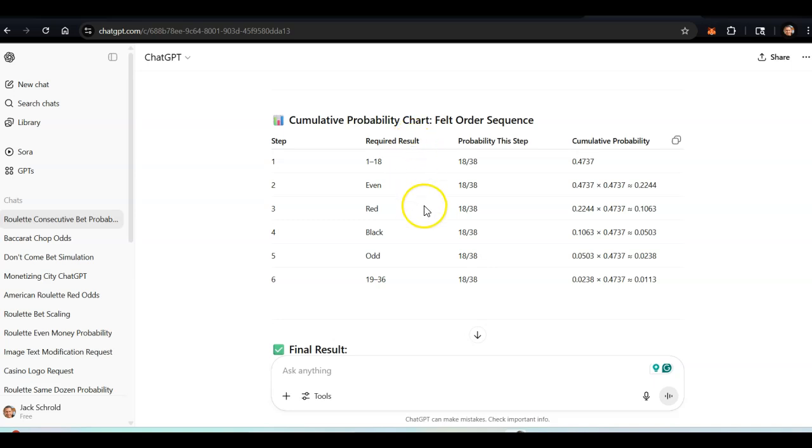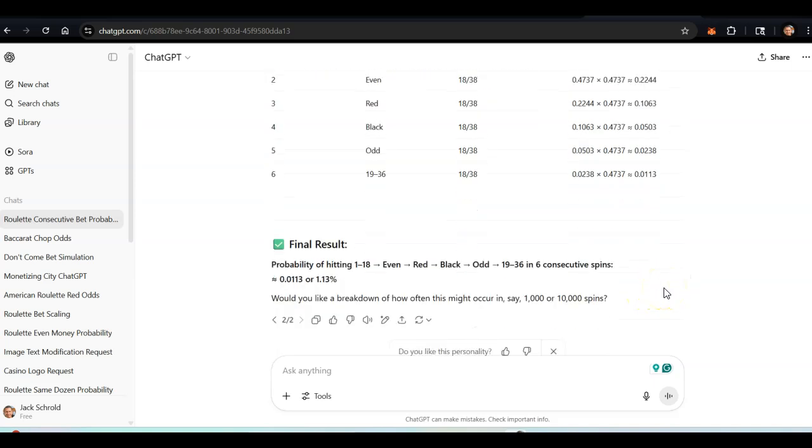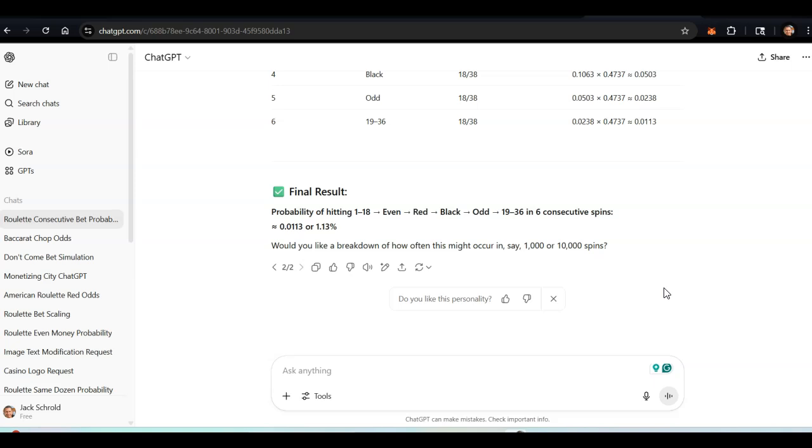Red, now it has to do it 3 times basically. And here's the math. Here's the way they do the probability. The formulas are always here. We're not making it up. It's ChatGPT doing the math. Look what it drops to. 0.1063. And then for the next one to actually come in black, 0.0503. Look at this. 0.02. And for it to go all the way across, 0.0113. Now, I want to make sure that everybody understands this.